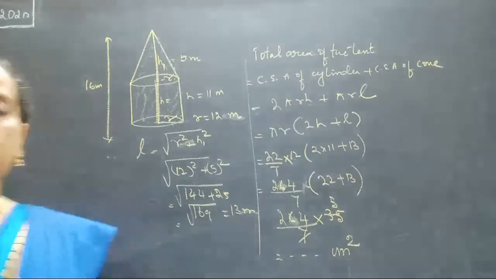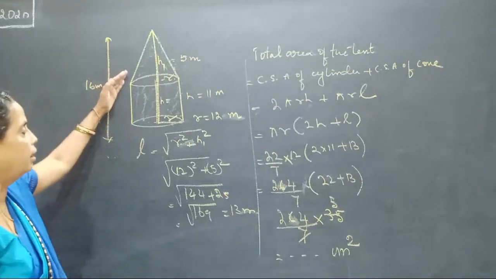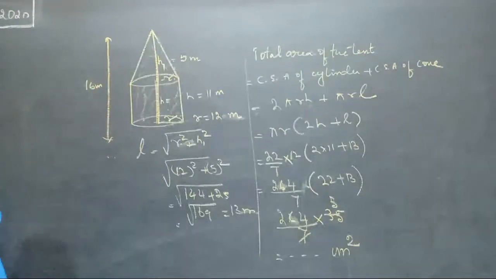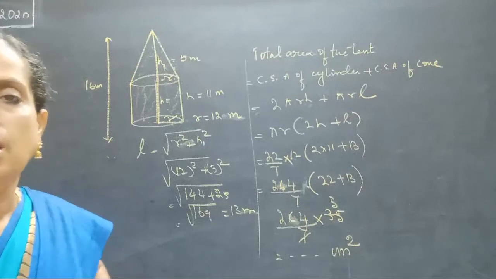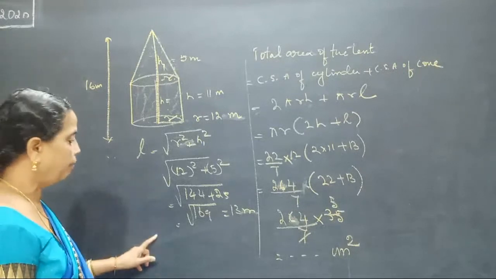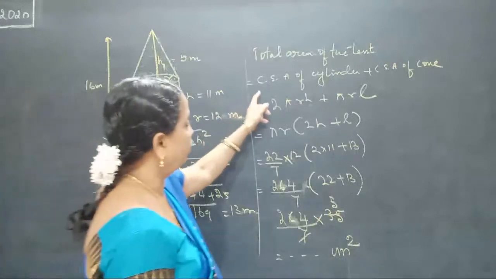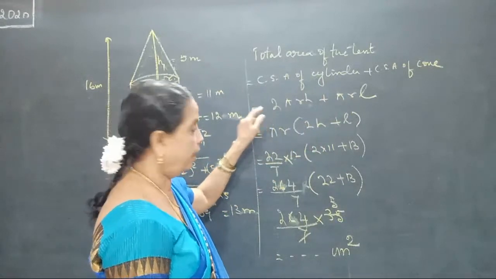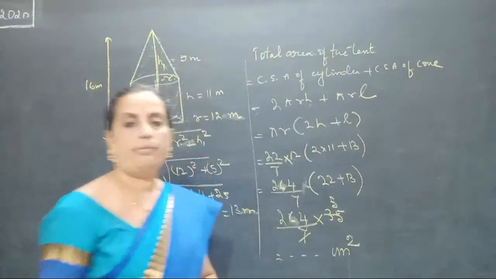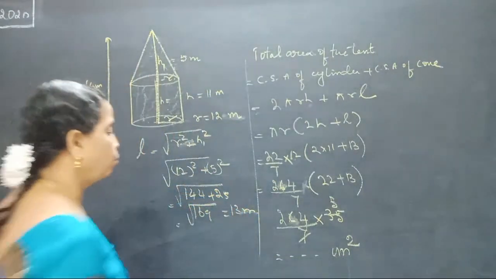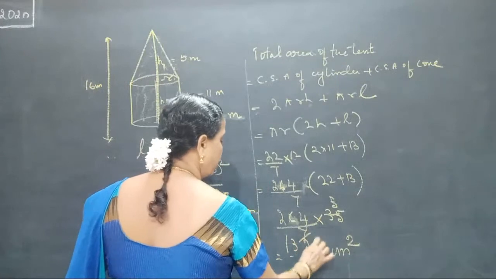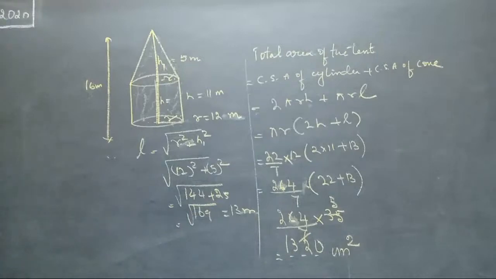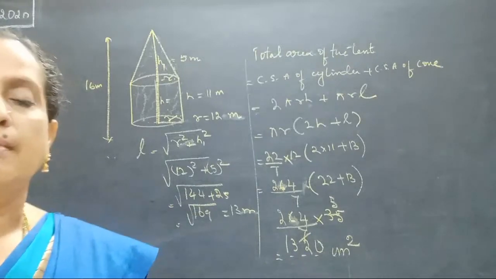Is it clear for you all? It is a combination of cylinder and a conical portion above it. So such type of question you will get for 4 marks, where the required slant height we have to calculate and then write what are the parts we are adding, later substitution of the formula and writing the simplified form and the final answer. It is 1320 centimeter square. Is it clear?